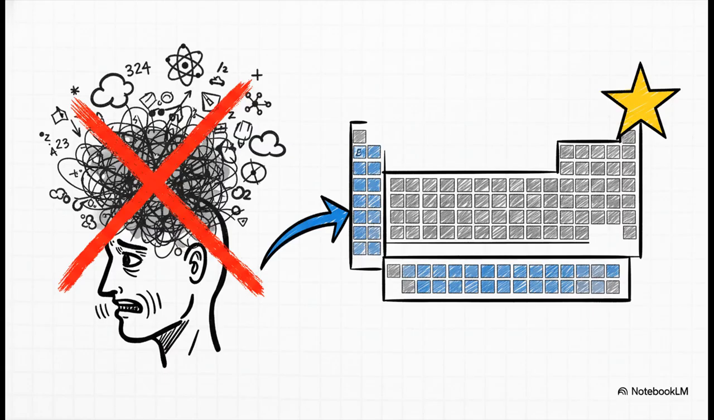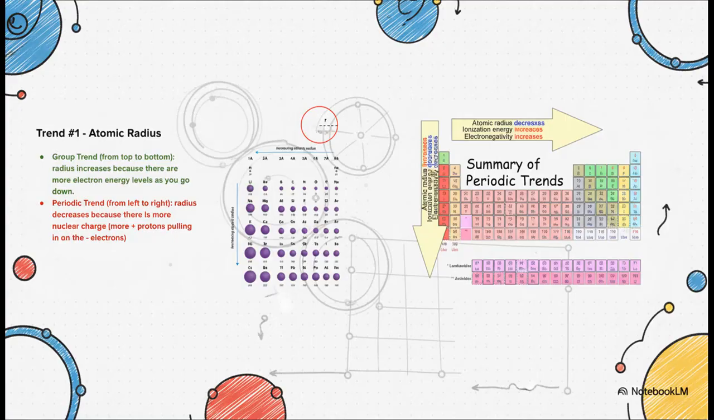That weird shape it has, it's not random at all. It's a perfect visual map of the electron hotel and all its rules. And because it's organized that way, these incredible patterns just emerge. We call them periodic trends. Take atomic size, for instance. As you go down a column on the table, you're adding more floors to our hotel, so naturally, the atom gets bigger. But as you move across a row, you're adding more protons to the nucleus, which pull all the floors in tighter, so the atom actually gets smaller.